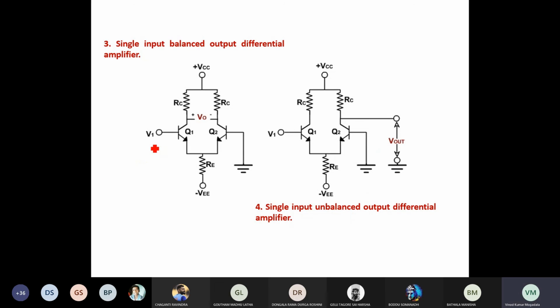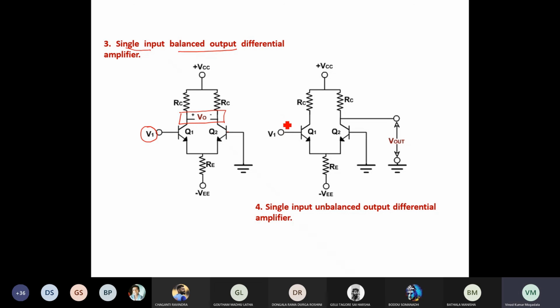So the third one is single input; only one input we are applying. The second base terminal is grounded. But we are taking output with respect to both the collector terminals. So that's why it is single input, and since output is taken at both the collector terminals, it is a balanced output differential amplifier.